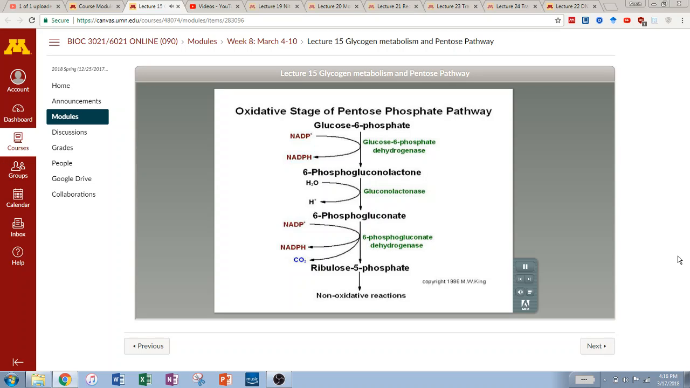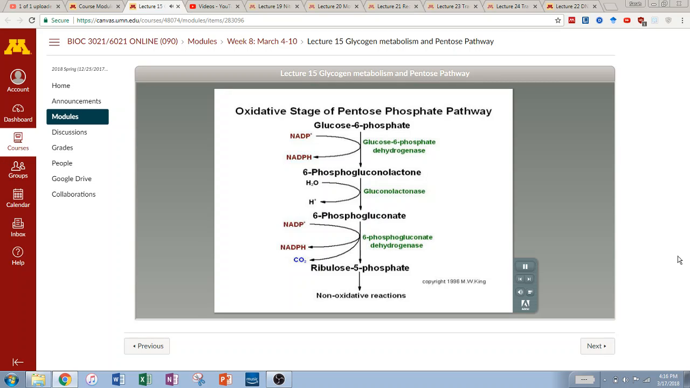In the oxidative phase, the starting material, glucose 6-phosphate, is oxidized to ribulose 5-phosphate, and in two of the reactions, the cofactor NADP+ is reduced to NADPH. In fact, all of the NADPH produced by the pentose phosphate pathway is synthesized in the oxidative phase. The net reaction of the oxidative phase is glucose 6-phosphate plus 2 NADP+ plus water yields ribulose 5-phosphate plus 2 NADPH plus 2 protons plus CO2.